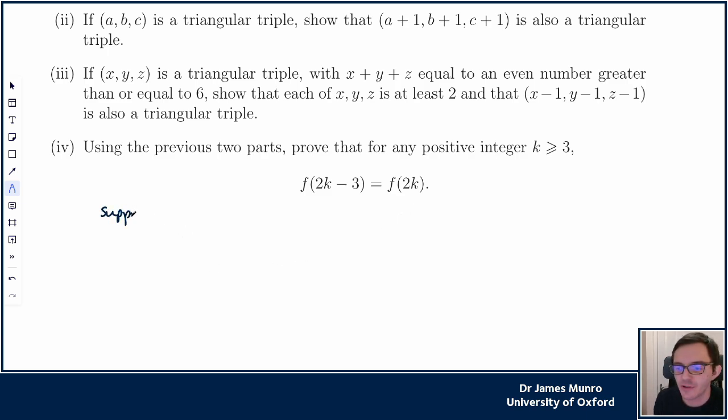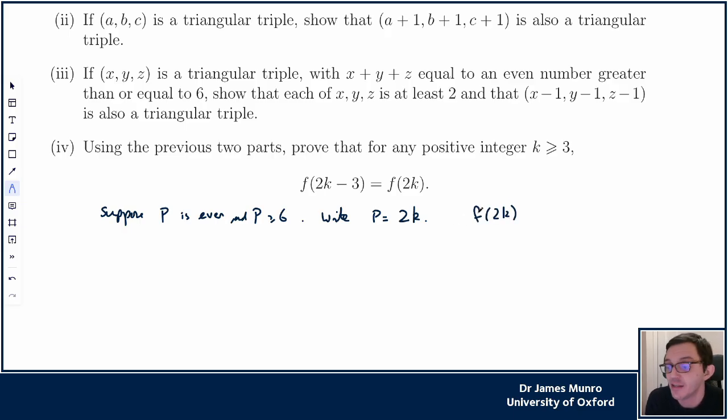Suppose p is even and that p is bigger than or equal to 6. Then we'll write p is equal to 2k. So we're interested in f of 2k. That's the thing on the right hand side. It's f of p, it's the number of triangular triples with perimeter 2k.